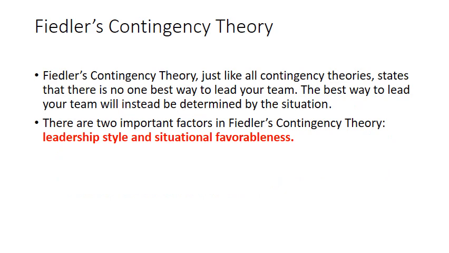So Fielder's contingency theory, just like all contingency theories, states that there is no one best way to lead your team. The best way to lead your team will instead be determined by the situation. As we already discussed, there is no one best way. There are two important factors in Fielder's contingency theory: leadership style and situational favorableness.